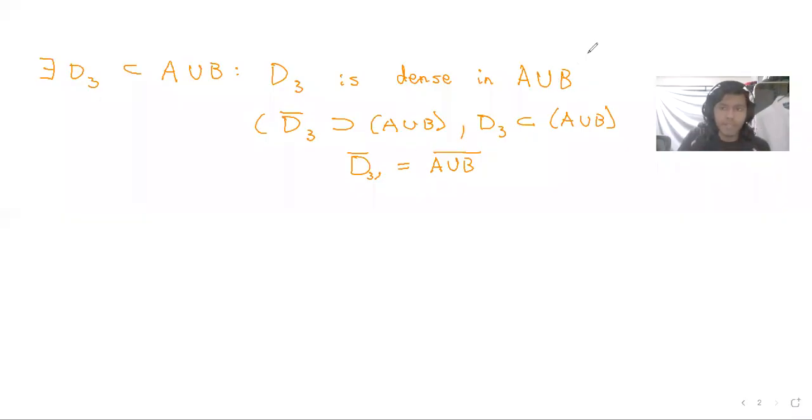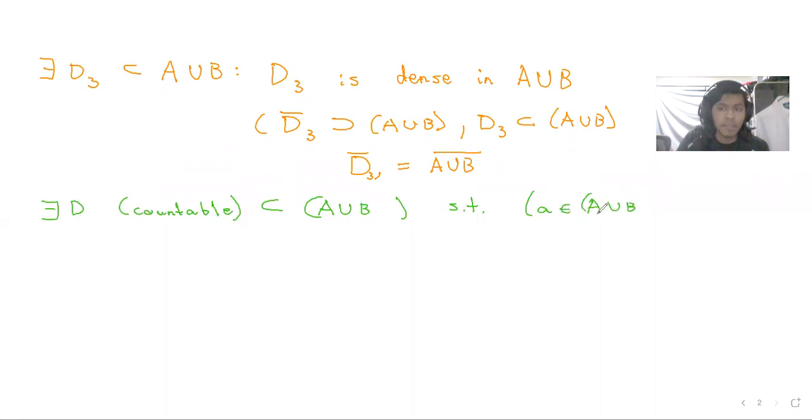And I have it written another way here. It says there exists a D that's countable, that's a subset of the A union B, such that for A in A union B and a very small W in tau such that A is in W. And if that's true, then the D would be in the D that's countable and the W.